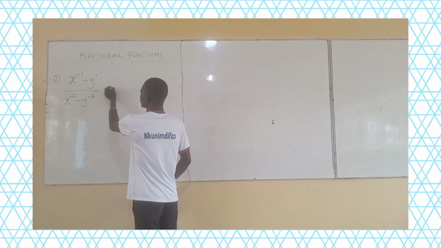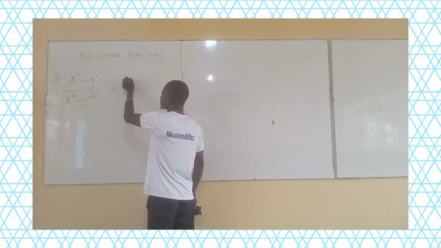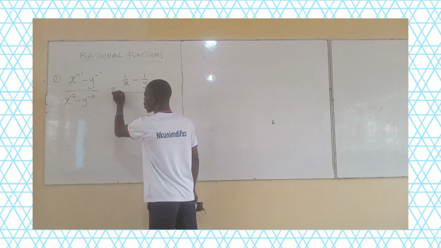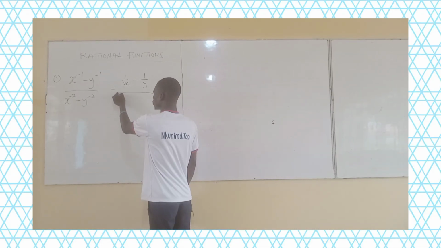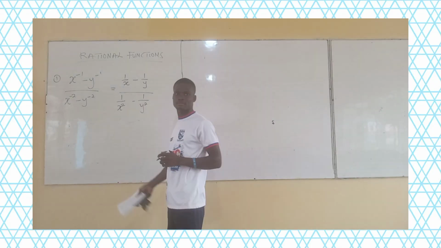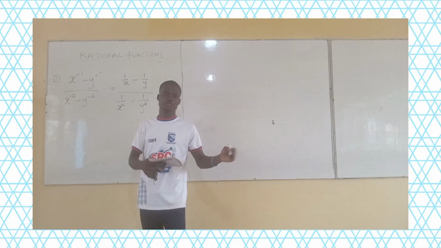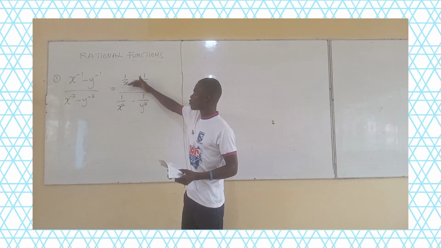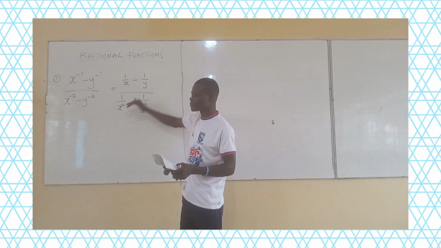So this is equal to 1 over x minus 1 over y in the numerator, all over, applying the same concept at the denominator, 1 over x squared minus 1 over y squared. Now this is how to change the negative powers to fraction form. Now let's simplify the numerator and the whole denominator separately.